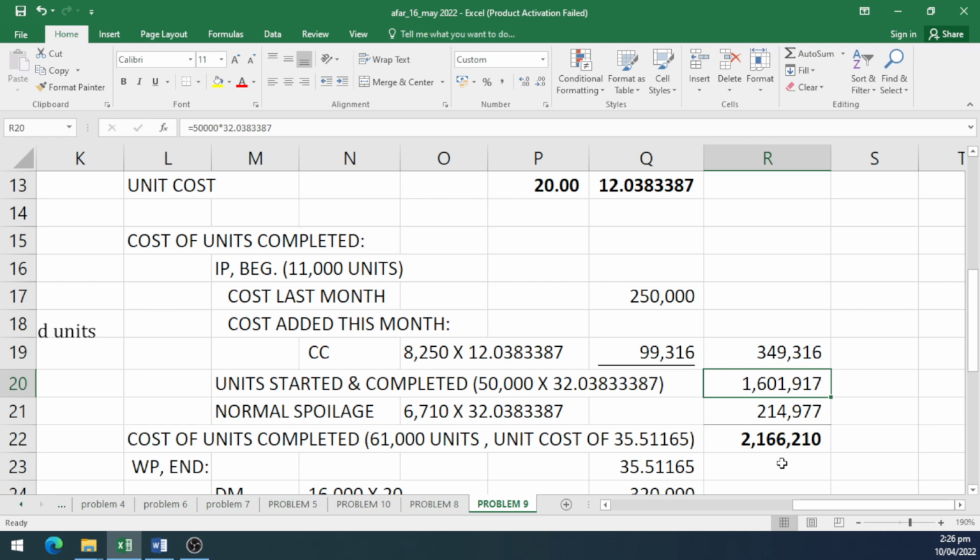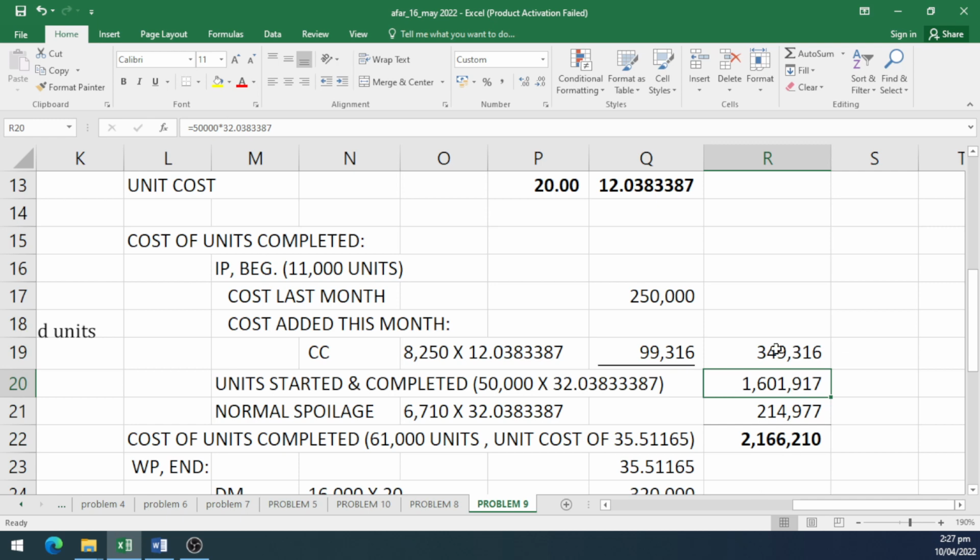Then the normal spoilage of 6,710 units, which if we trace is absorbed by the 50,000. Look, the unit cost of 32 point something is complete. 6,710 times 32.0383387, the normal spoilage loss is 214,977. If strict FIFO, the 50,000 absorbs it, added to the 1,601,917 and divided by 50,000. That would be the unit cost of the 50,000.